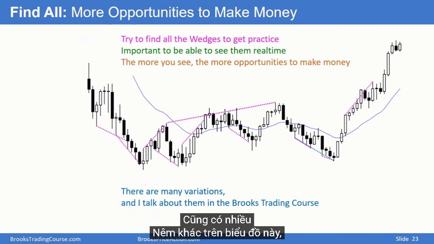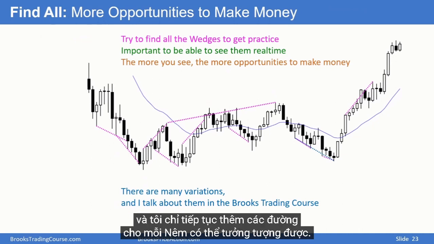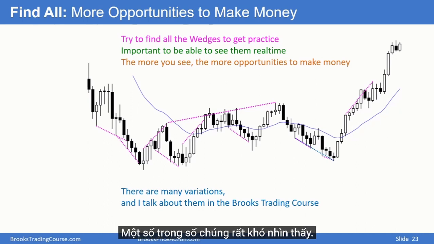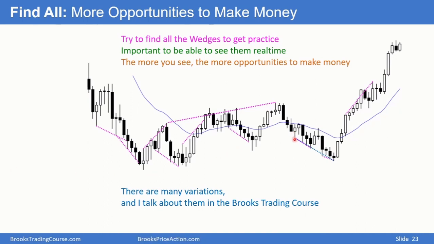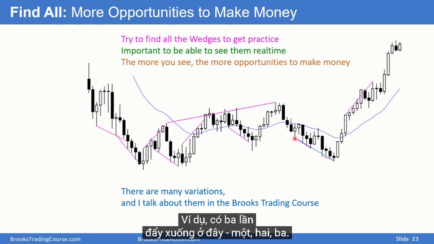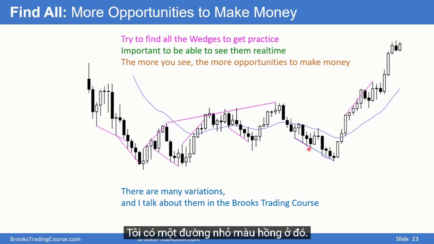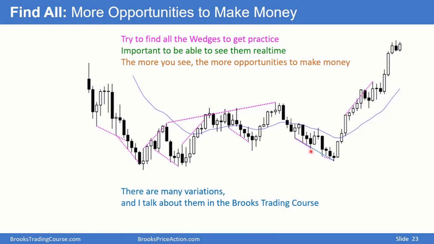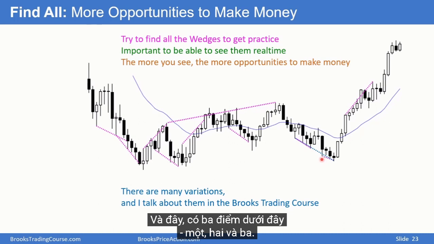And there are many other wedges on this chart as well, and I just keep adding lines for every conceivable wedge. Some of them are hard to see. For example, if there are 3 pushes down here, 1, 2, 3, I have a little pink line there, it's hard to see. And here there are 3 points down, 1, 2, and 3. When the pattern is small, it's a micro wedge.